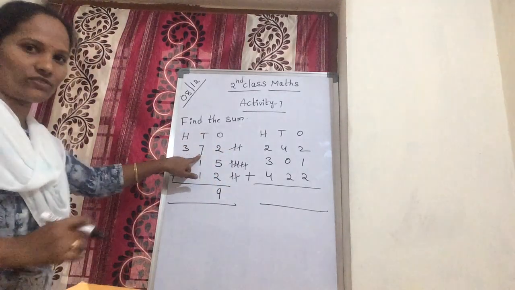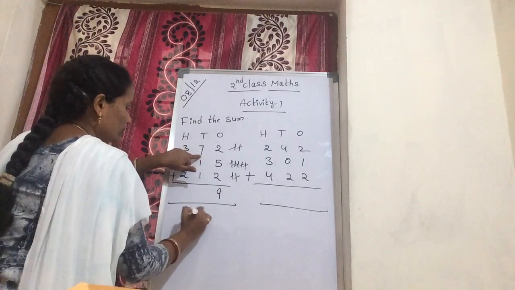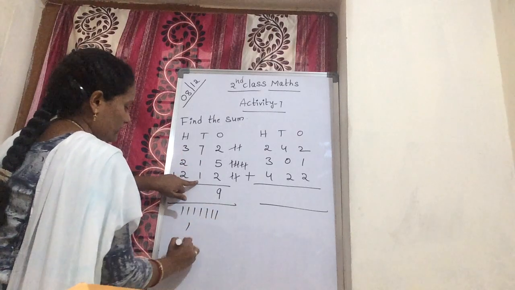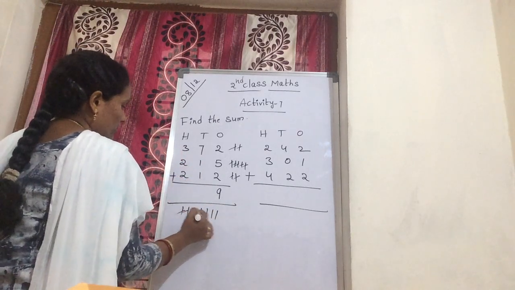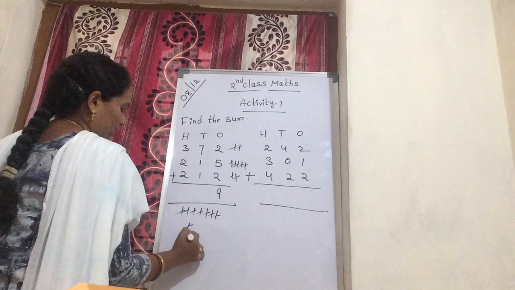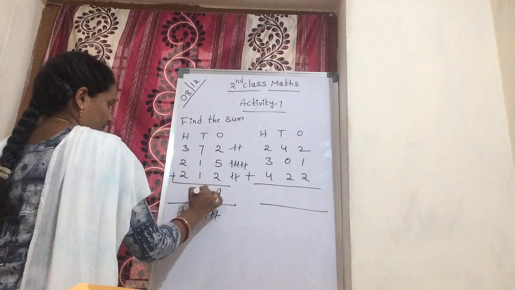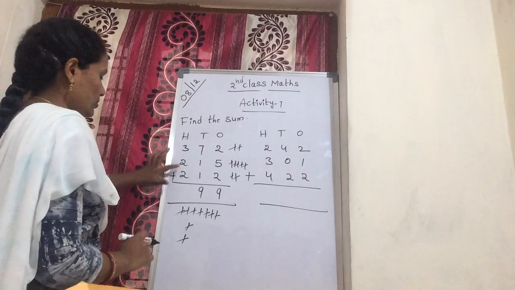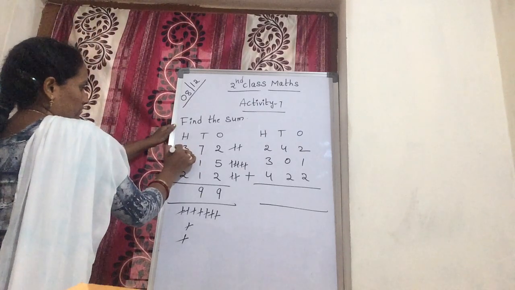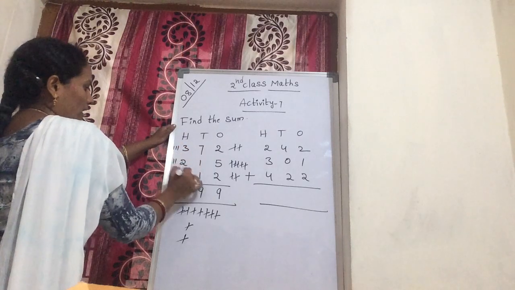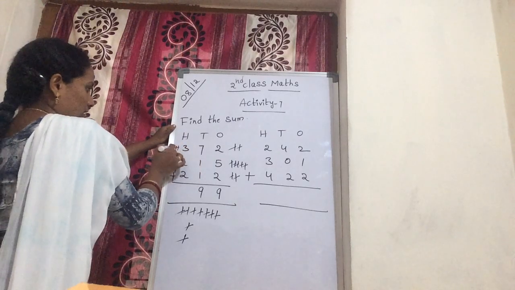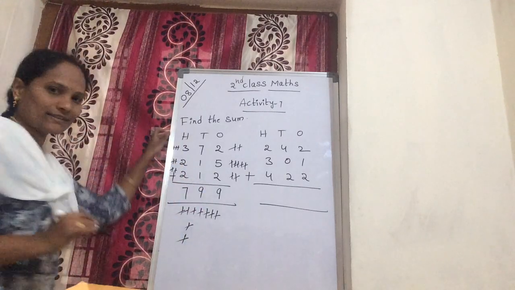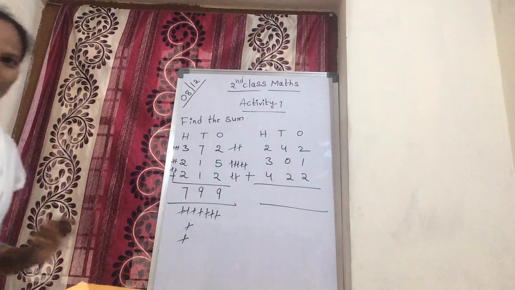This 7 is this. First you take 7 lines. 1, 2, 3, 4, 5, 6, 7. Next 1. Next 1. Total count it: 1, 2, 3, 5, 6, 7, 8, 9. You get 9. That is put here in tens. Next 3, 2, 2. First you take 3: 1, 2, 3. Next 2. Again 2. Total count it: 3, 4, 5, 6, 7. Put in hundreds. This is another method.